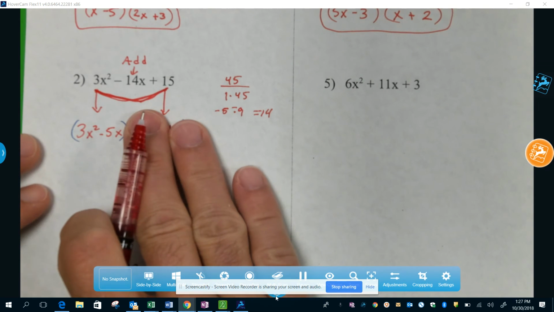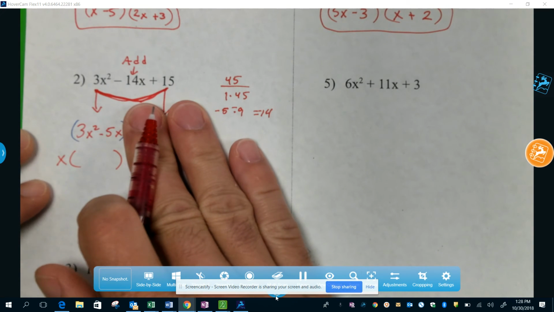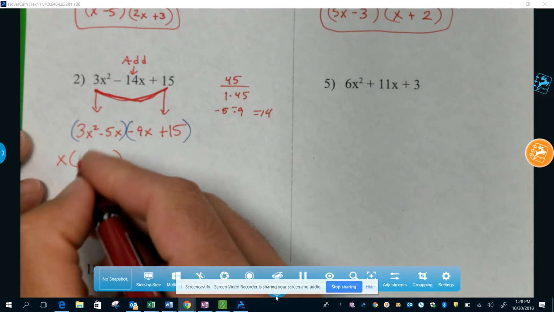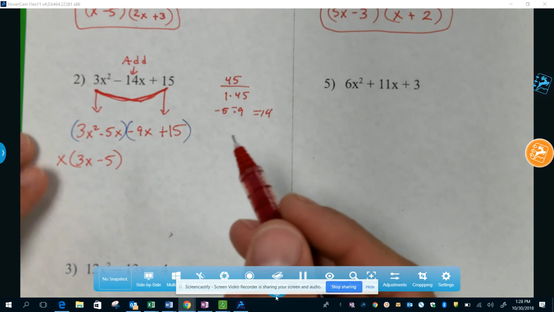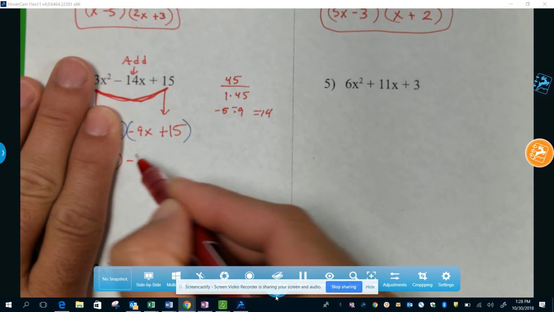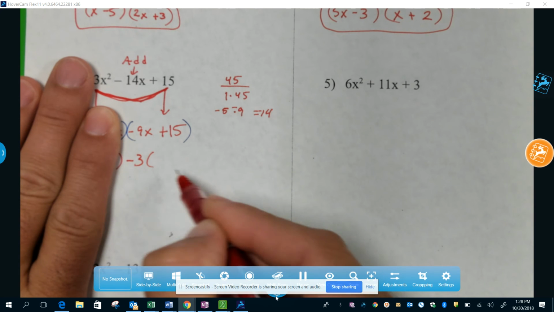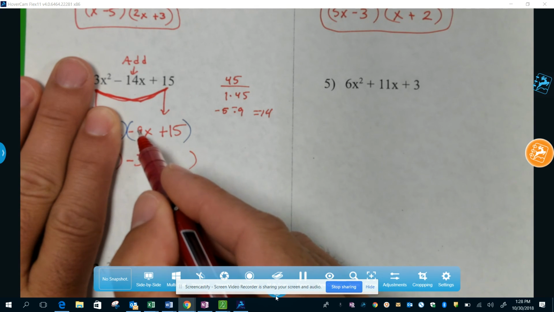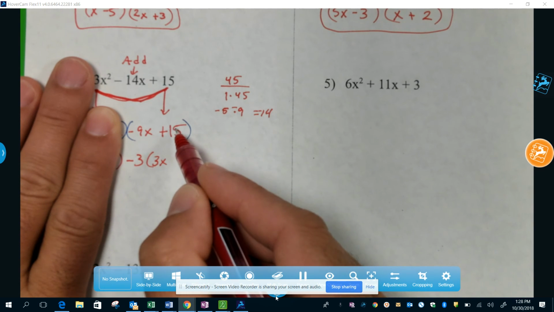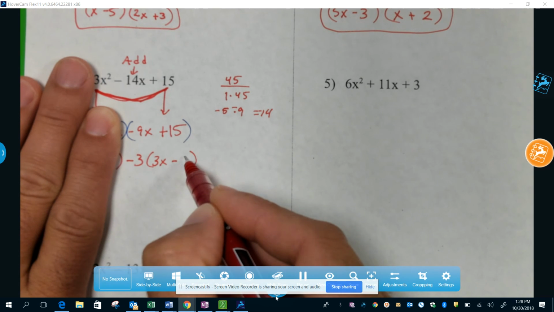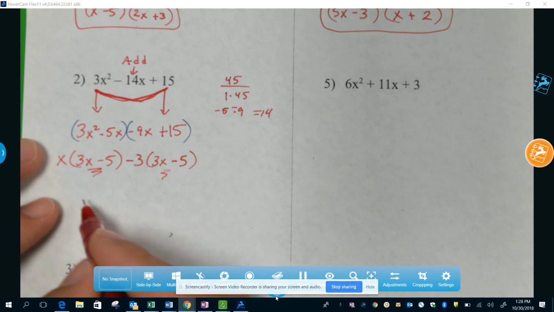The GCF in the first parenthesis looks like we just have an x in common there. What's left over? 3x minus 5. If I take an x out of both of those, 3x minus 5. The second parenthesis, I have to take out that sign, so a negative. GCF with 9 and 15 is going to be 3. What's left over? Negative 9 divided by negative 3 is 3, with an x left over. 15 divided by negative 3 is negative 5. So I checked to see if I did that right. 3x minus 5 on both, yes.